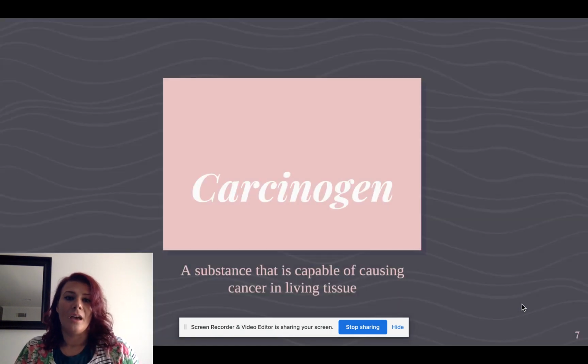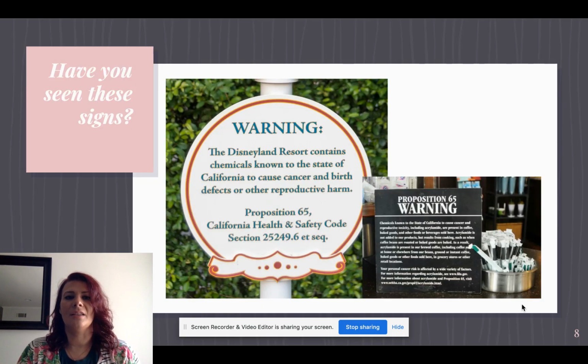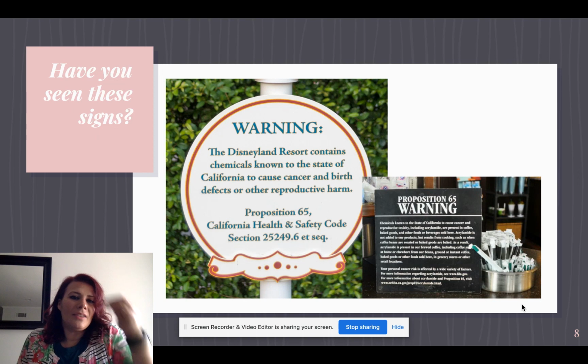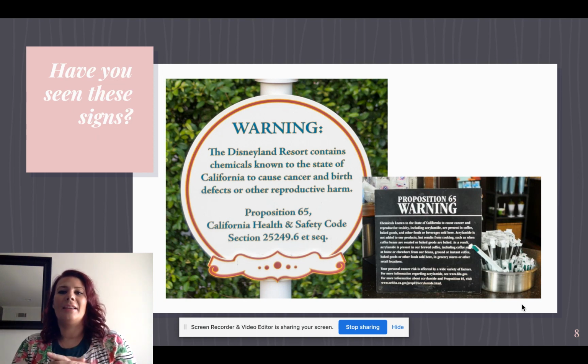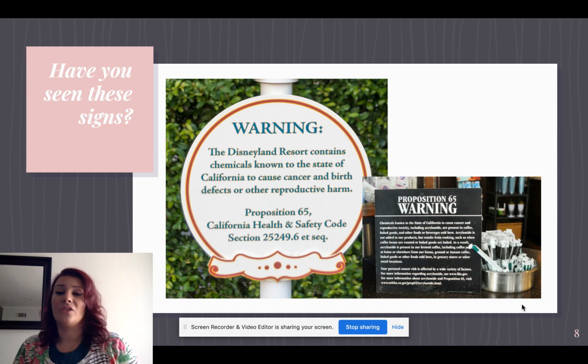Okay. A carcinogen is a substance that's capable of causing cancer in living tissue. And I wanted to bring this up because I know some of you might have seen this. So have you seen any of these signs like, hey, in Disneyland, there's stuff here that contains things that are known to cause cancer, birth defects, other reproductive harm, or if you've seen a sign at Starbucks, you've seen them everywhere, right? You probably have.